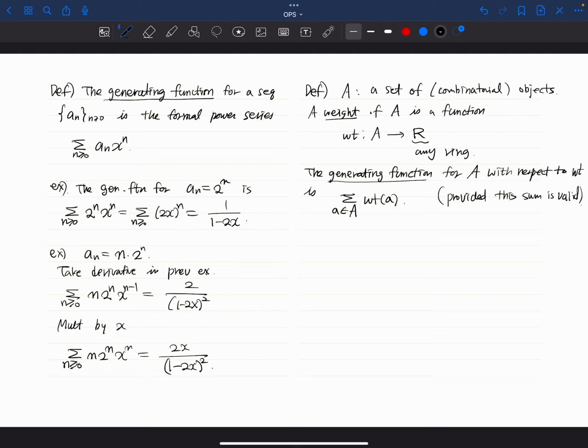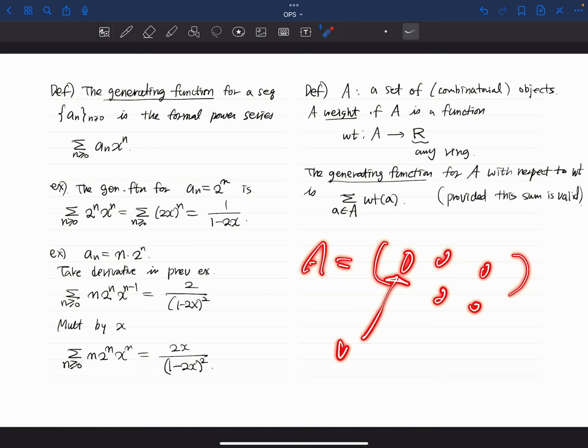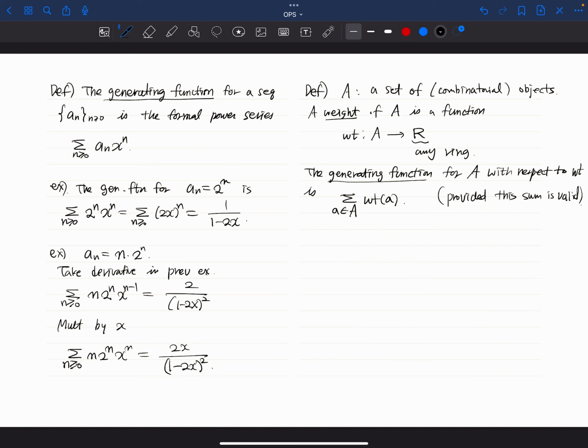Let me give you some example just to get the idea. So the generating function is really a way of listing the weights of all the elements there. For every element in the set, so for instance, if A has several elements, then for each element you associate the weight, and then you add them all together. And that's basically the generating function. And we will see many examples of generating functions in these lectures.